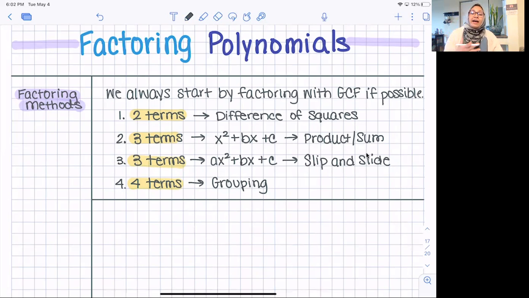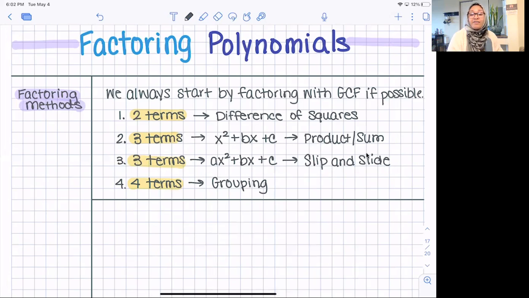Then, depending on how many terms are remaining, these are all the different methods that I might use to factor. So if I have 2 terms, I might use something called difference of squares. If I have 3 terms, I might use the product sum method or the slip and slide method. And if I have 4 terms, I might use grouping.